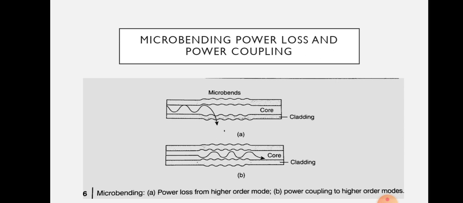Next is the microbending power loss and power coupling. You can see the diagrams of power loss and power coupling. The first figure shows the power loss from higher order modes while traveling through the core, and some of the higher order modes will escape outside the core and outside the cladding also. So there may be loss of power. The second is the power coupling to higher order modes when the fundamental mode is traveling through the core.